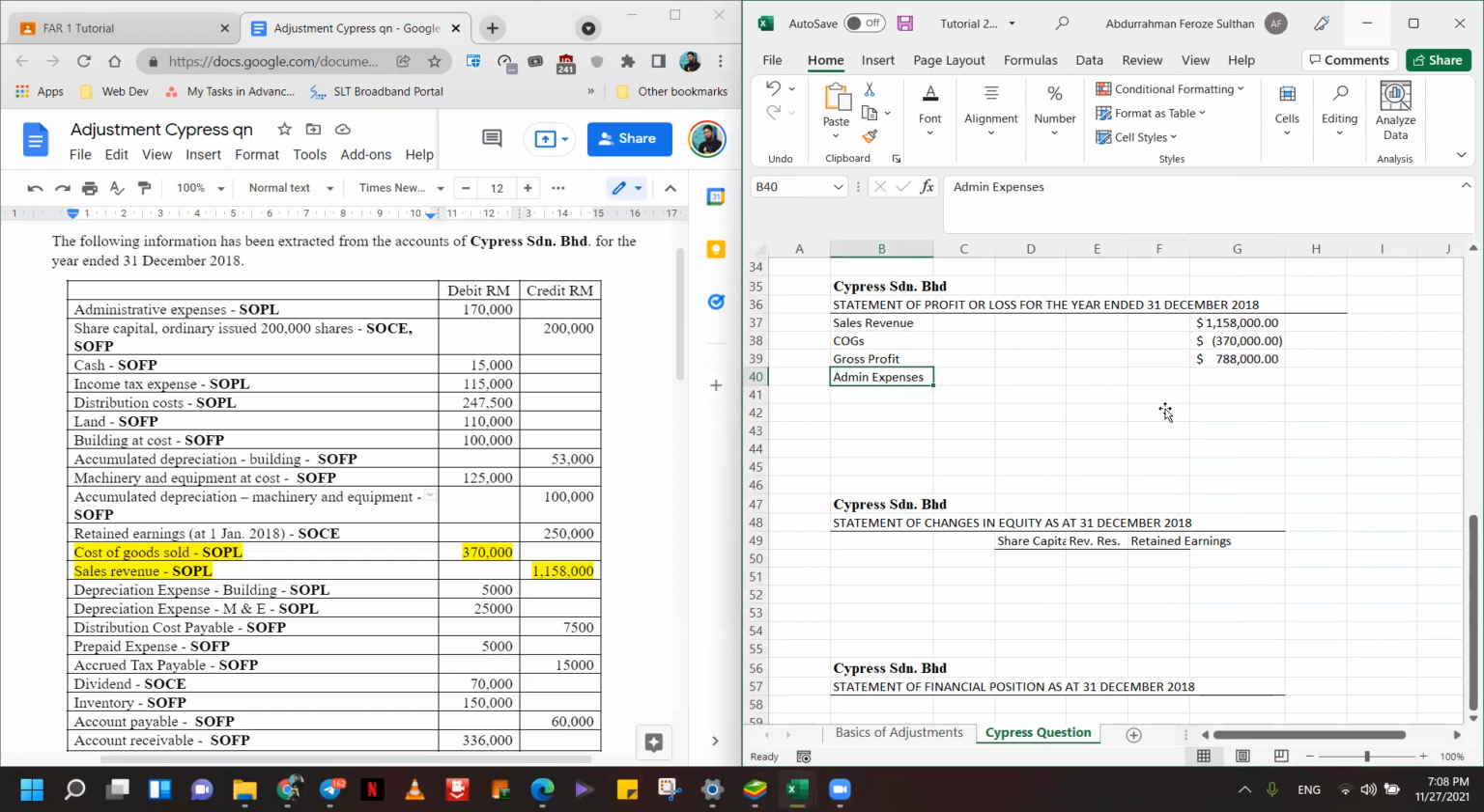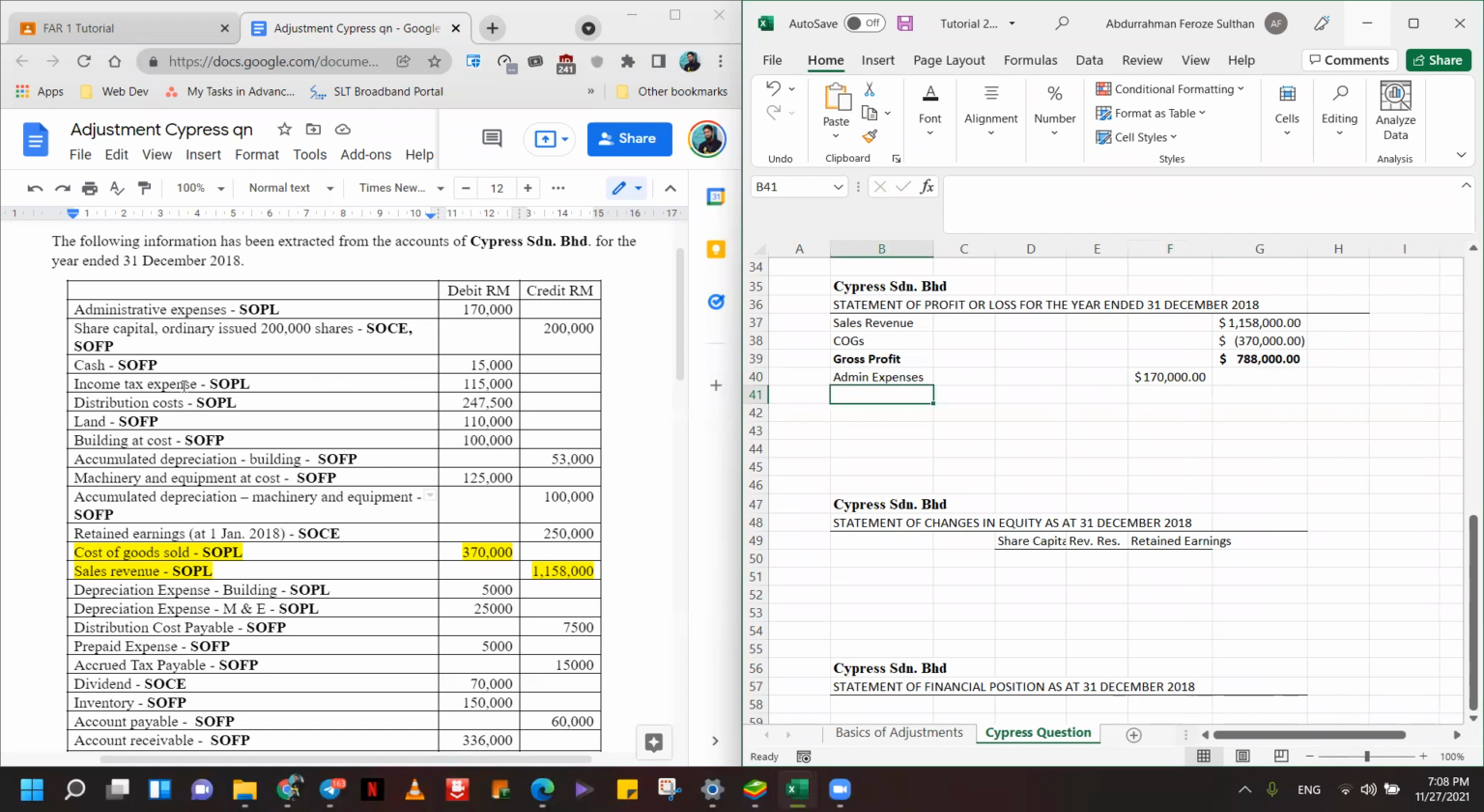Okay. Once the COGS is done, you minus it and you get gross profit. Then we move on to expenses. Then we have admin expenses. How much is admin expenses? Come, let's do this quickly. 170,000. Okay. And then what is the next expense?